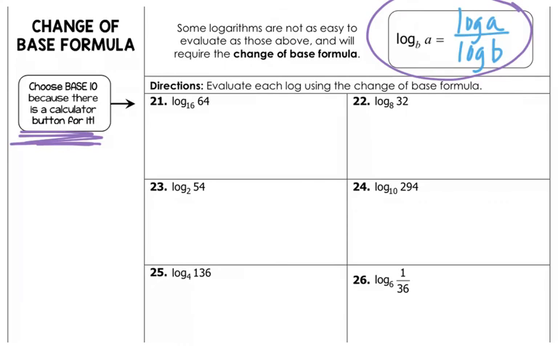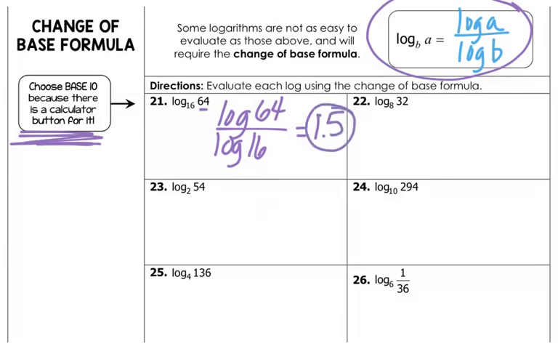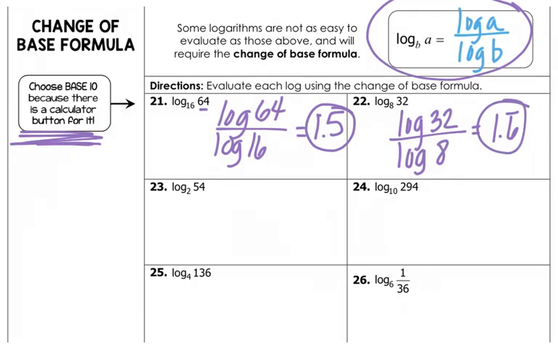So A is going to be your big number. For this, we're going to say the log of 64 over the log of 16. We're going to divide that in our calculator, and we're going to get 1.5. Easy as that, okay? So 22, we're going to say the big number, so the log of 32 over the log of 8. We're going to divide that and get 1.6 repeating in your calculator.